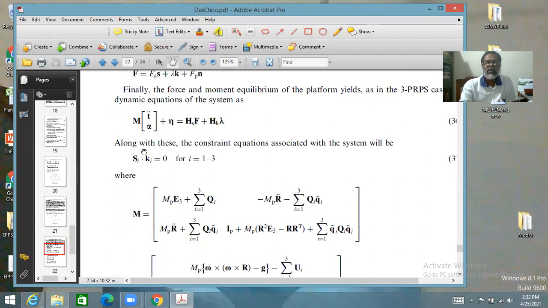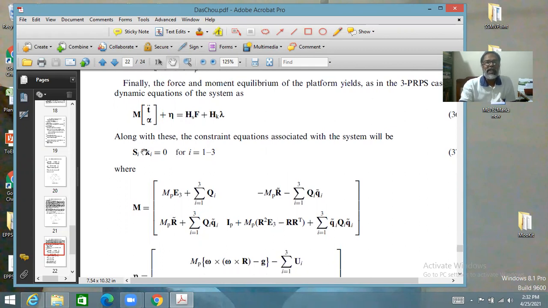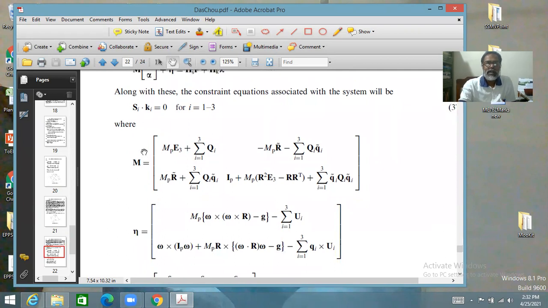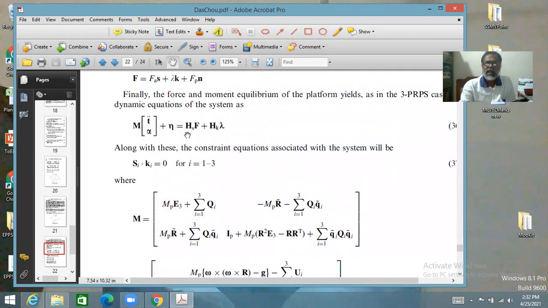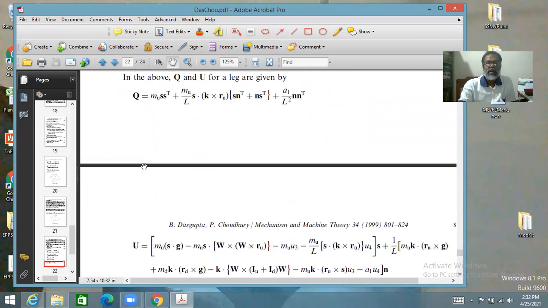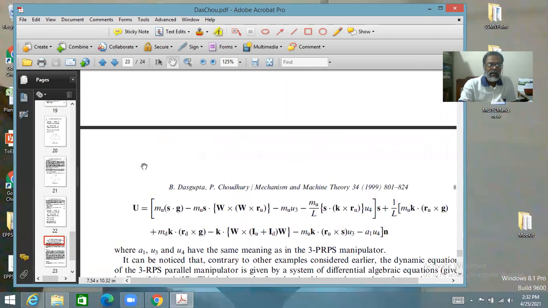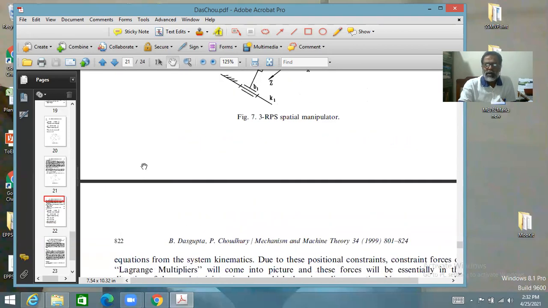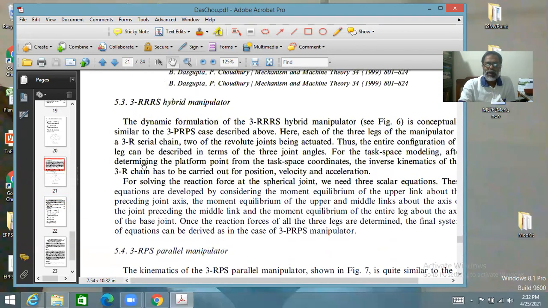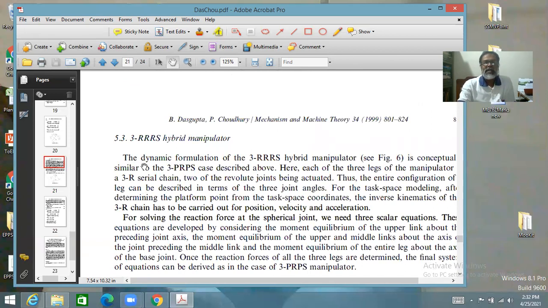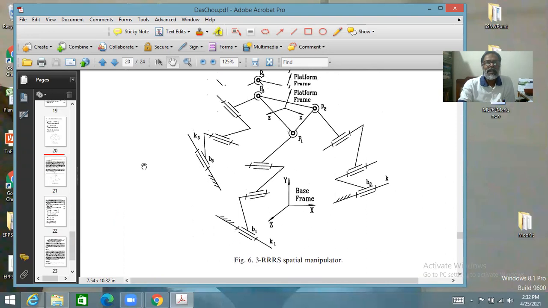So the result will be a system of differential algebraic equations. So this is the differential equation, 6 of them, 6 of the differential equations and 3 constraint equations like this. Now, at the end, I will advise you, we will not go through that because that is actually a little qualitative assessment of what are the things that are happening.